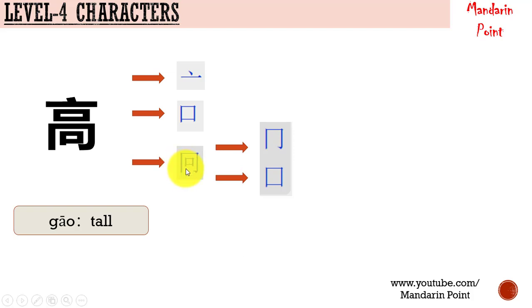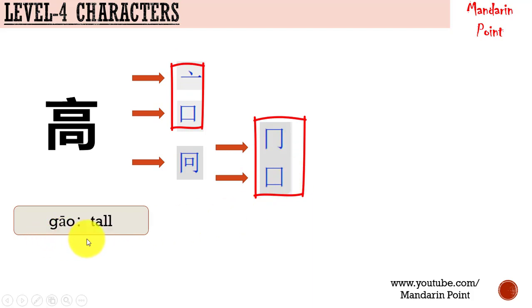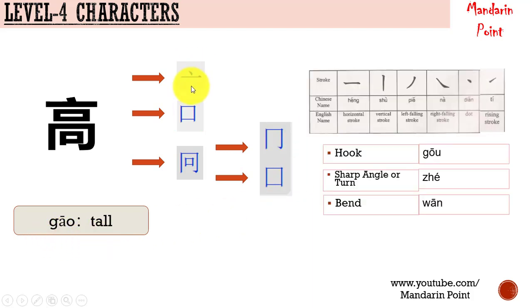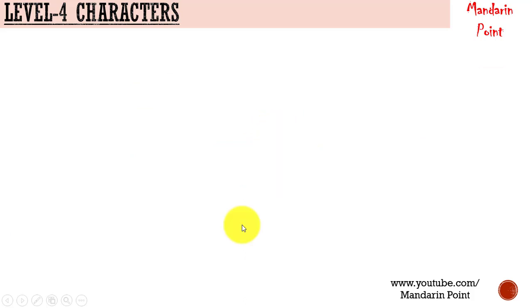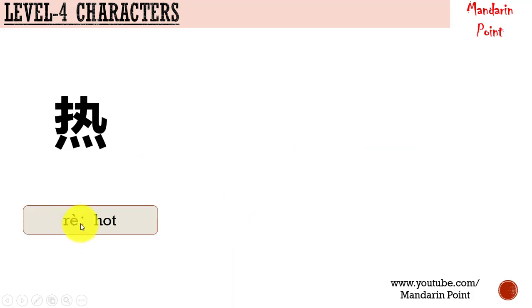So let's decompose it further. This one and this one. So these are the 4 characters of which this Gao is composed. And we can derive these characters from basic strokes. This is Tian, horizontal stroke, and this one is Shu. Hang Zhe Gua. The next one, Re, meaning hot.